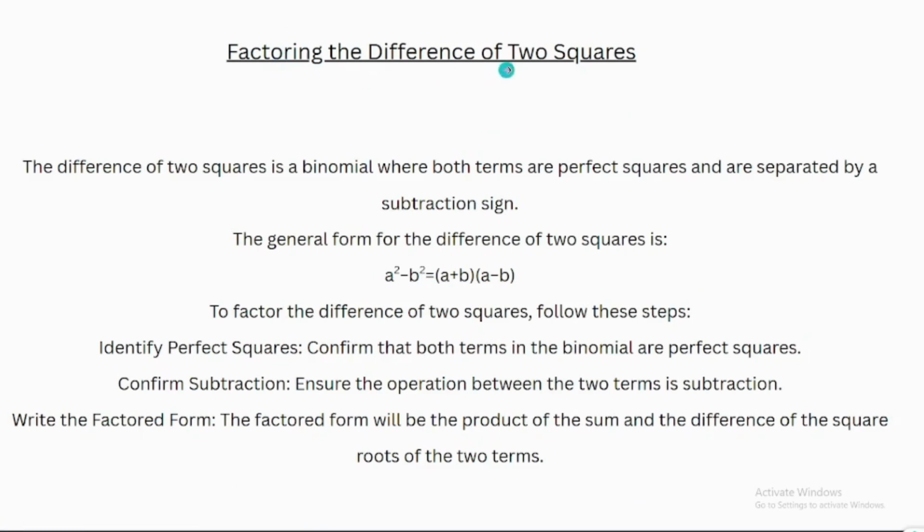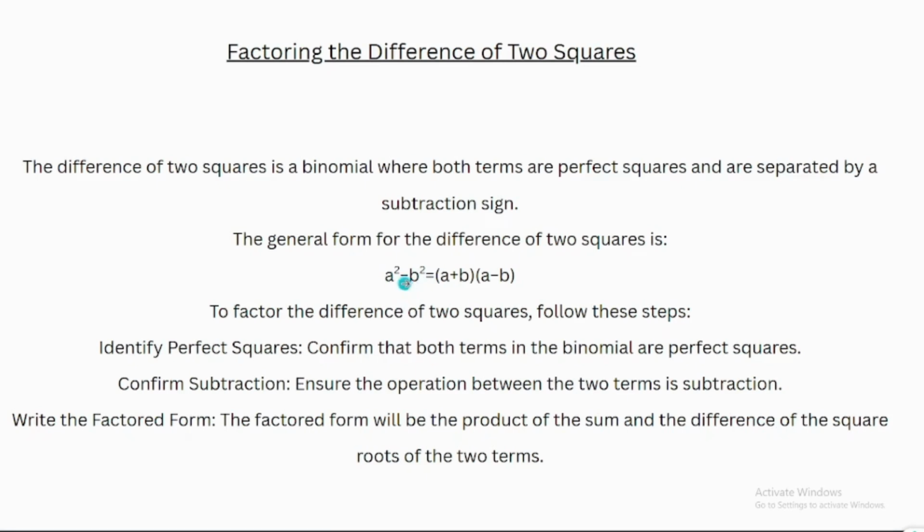Factoring the difference of two squares. The difference of two squares is a binomial where both terms are perfect squares and are separated by a subtraction sign. This definition is a perfect definition for difference between two squares. This must be a perfect square, and this is a perfect square, and the sign must be minus.